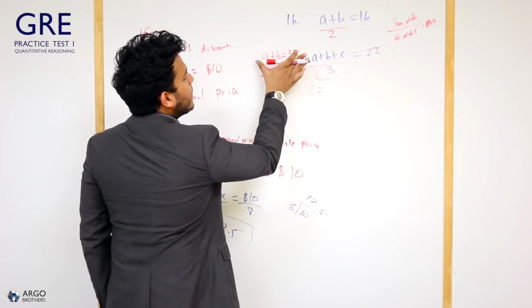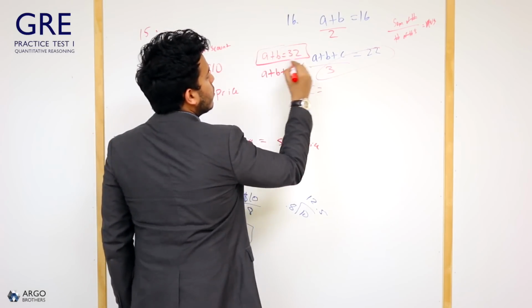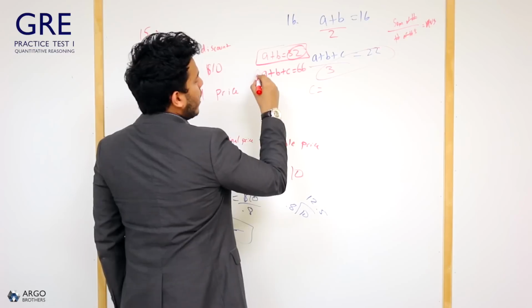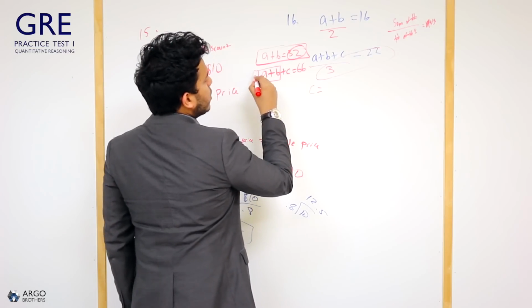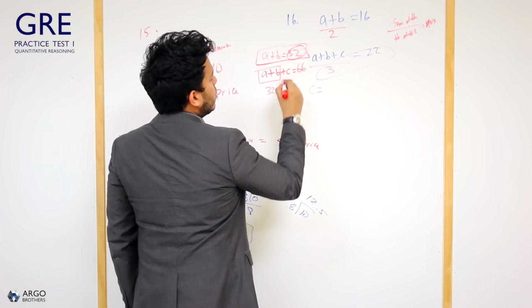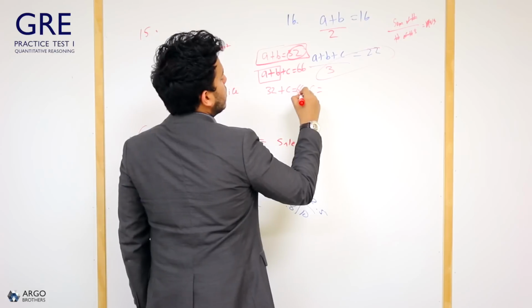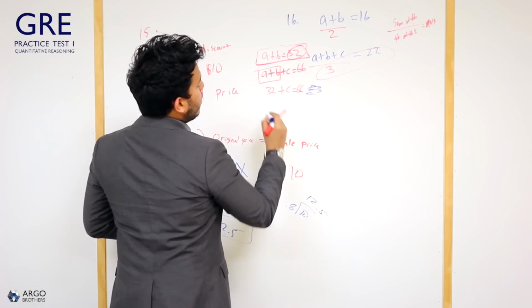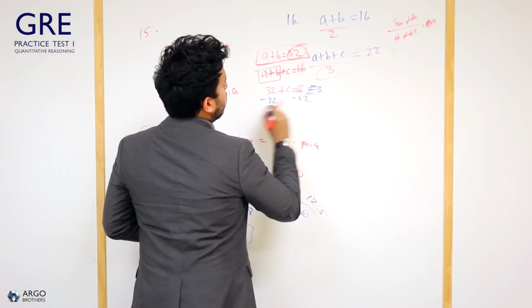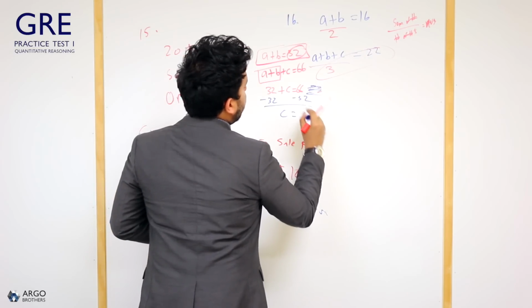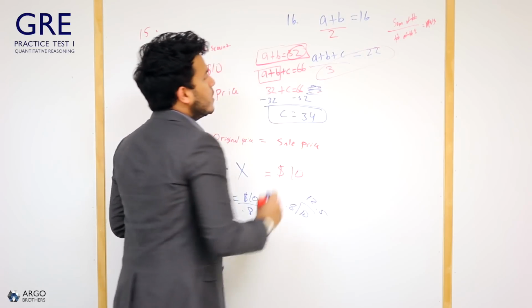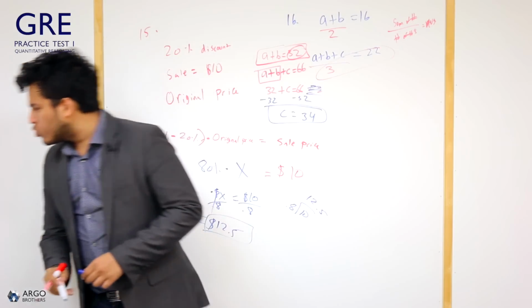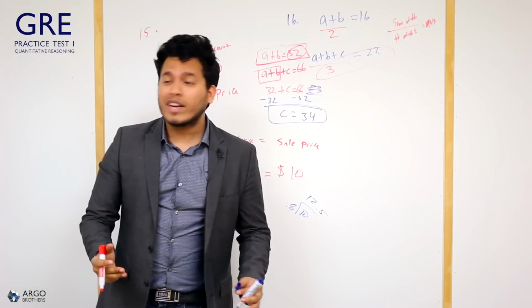I know that A plus B is 32, so I can plug it in. What's A plus B? I know it. It's 32. 32 plus C is equal to 66, right? Ignore this. And it becomes very easy. I have just one variable. Minus 32, minus 32. C is equal to 34, which is answer choice C. So that's the correct answer.